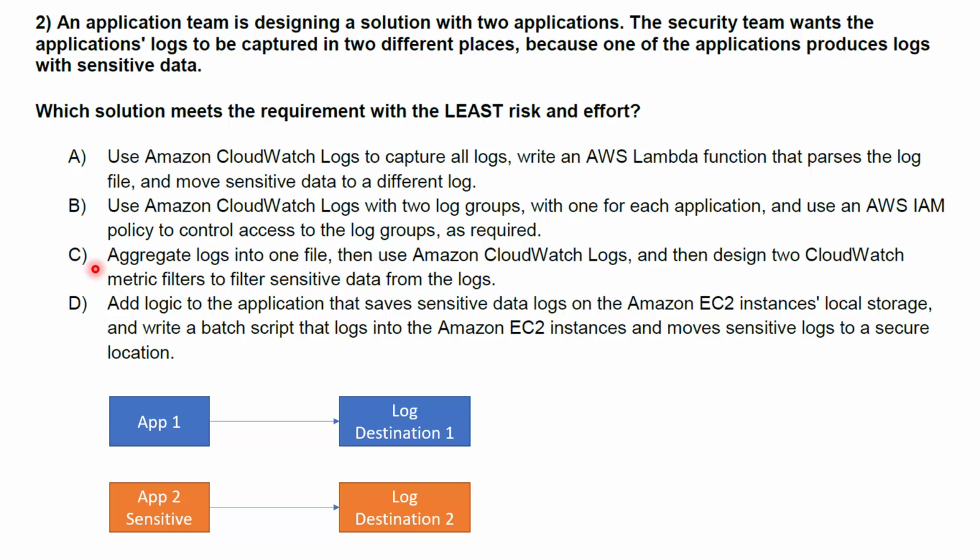Choice C aggregates log data to a single file. We definitely don't want to do that. And option D uses instant storage along with a batch script to move to a secure location. This once again is a lot of work, so among these choices, B is the only one that makes sense.